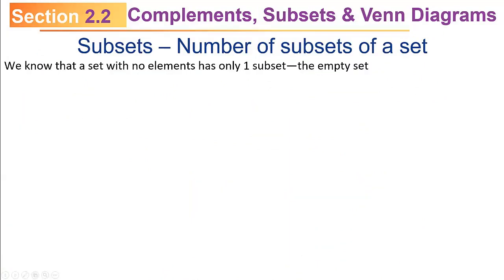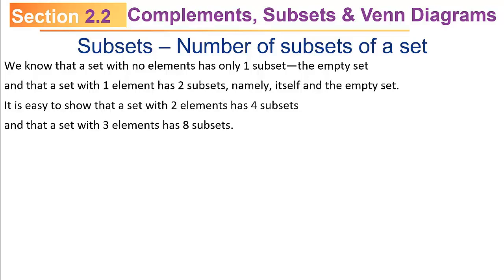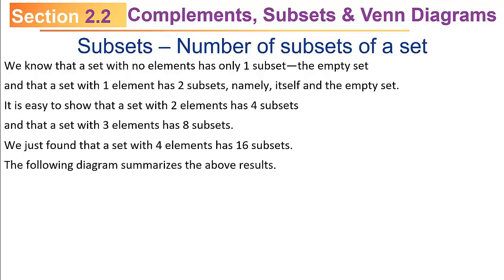We know that a set with no elements has only one subset, namely the empty set, and that a set with one element has 2 subsets, namely itself and the empty set. And although we haven't done it, it's easy to show that a set with 2 elements has 4 subsets, and a set with 3 elements has 8 subsets. We just discovered that a set with 4 elements has 16 subsets. Let's see if we can devise a pattern.